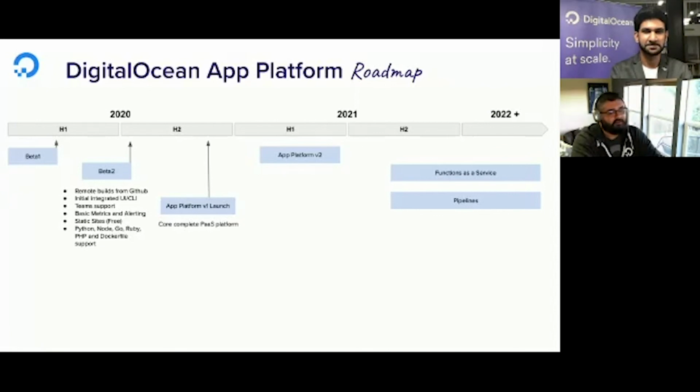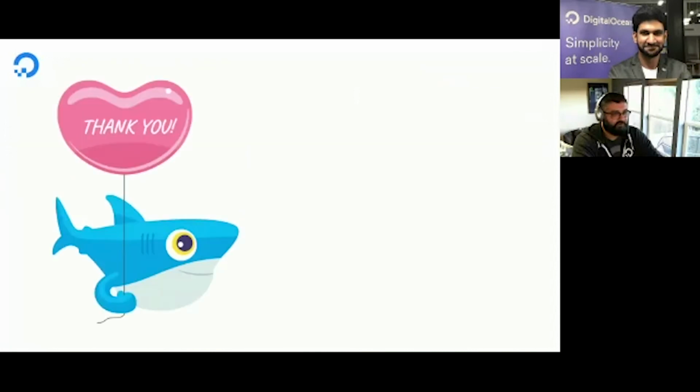And then, looking a little bit ahead, we'll continue to grow this platform, just like we did with Droplet, and catch the next wave of innovation. So things like functions as a service, pipelines, and all those technologies that go hand in hand and are complementary to a PaaS platform are something we'll be investing in moving forward as well.